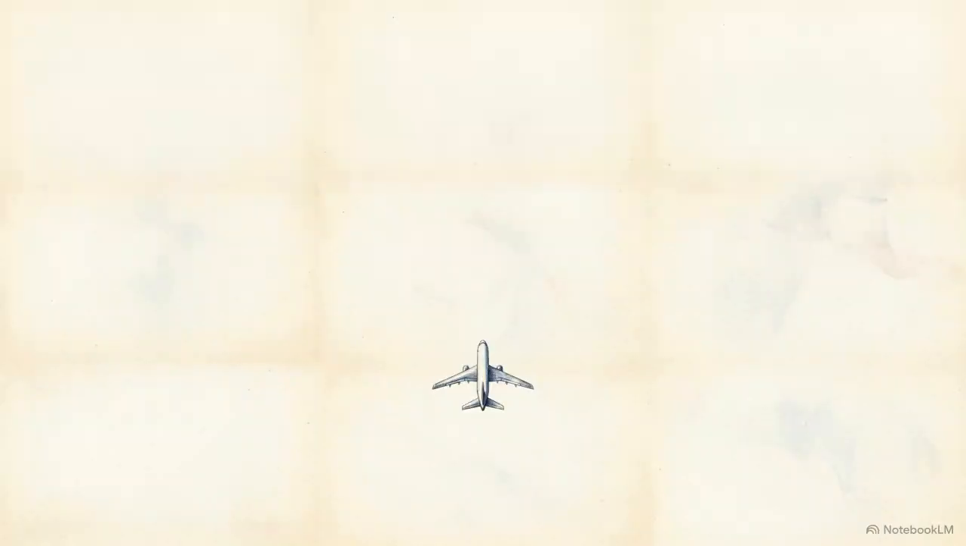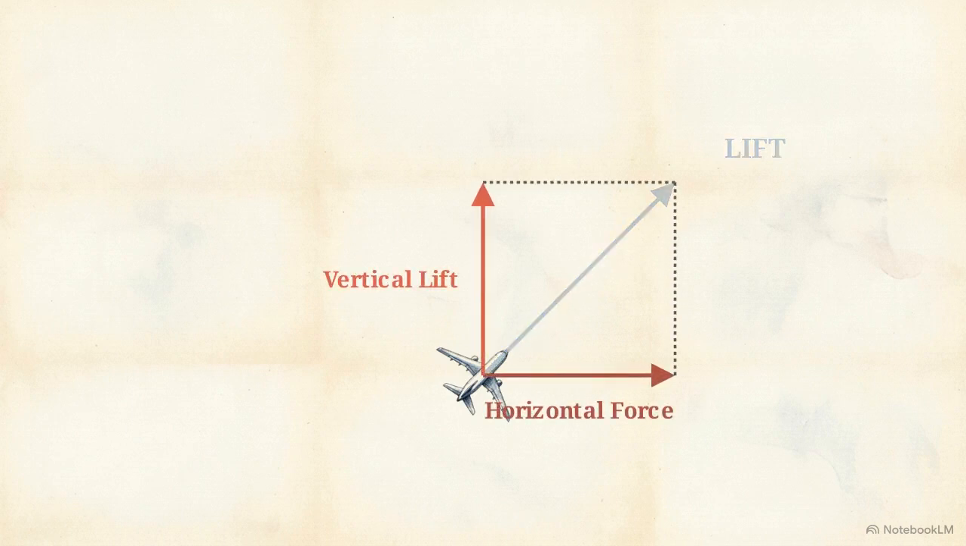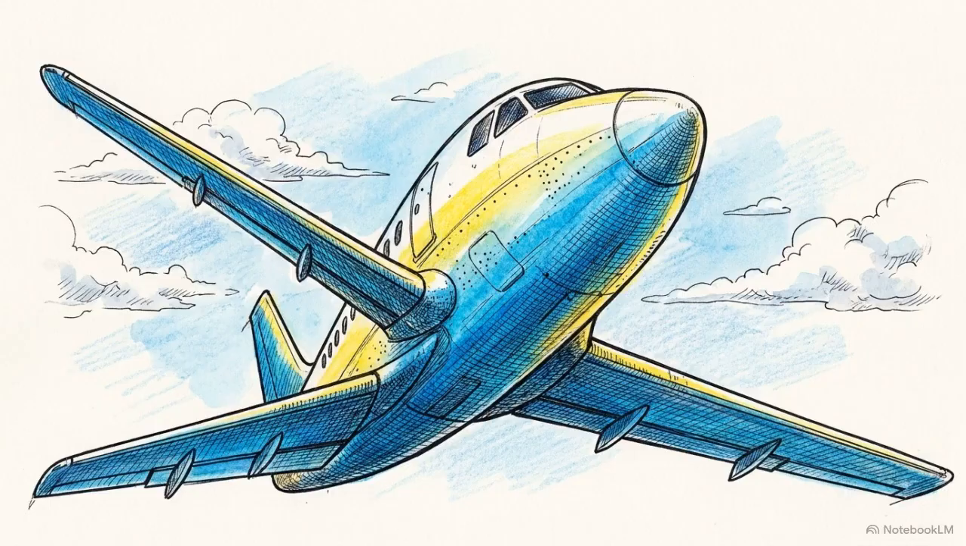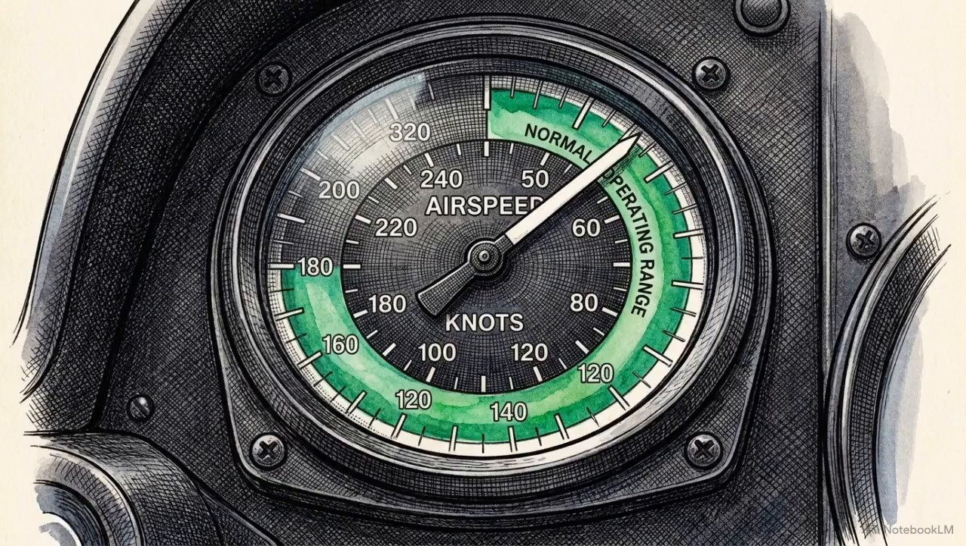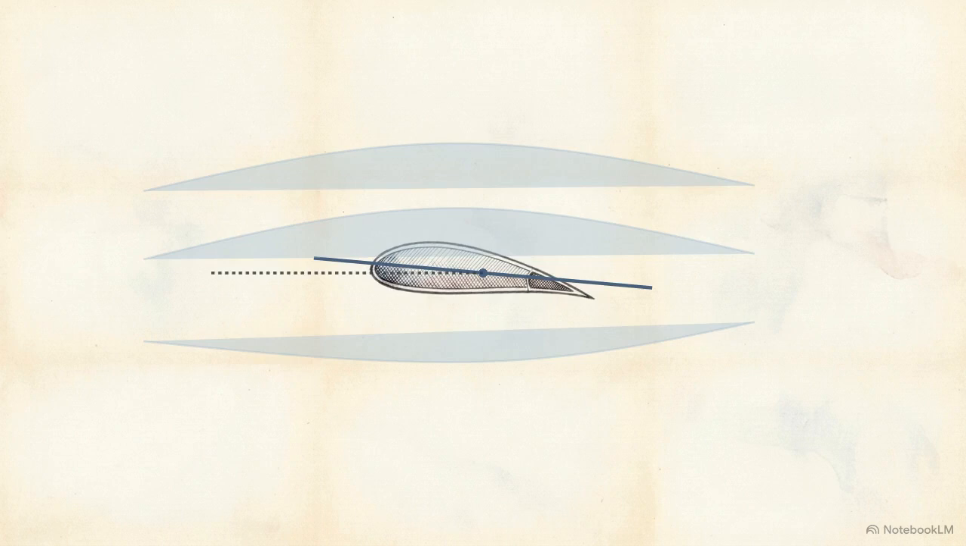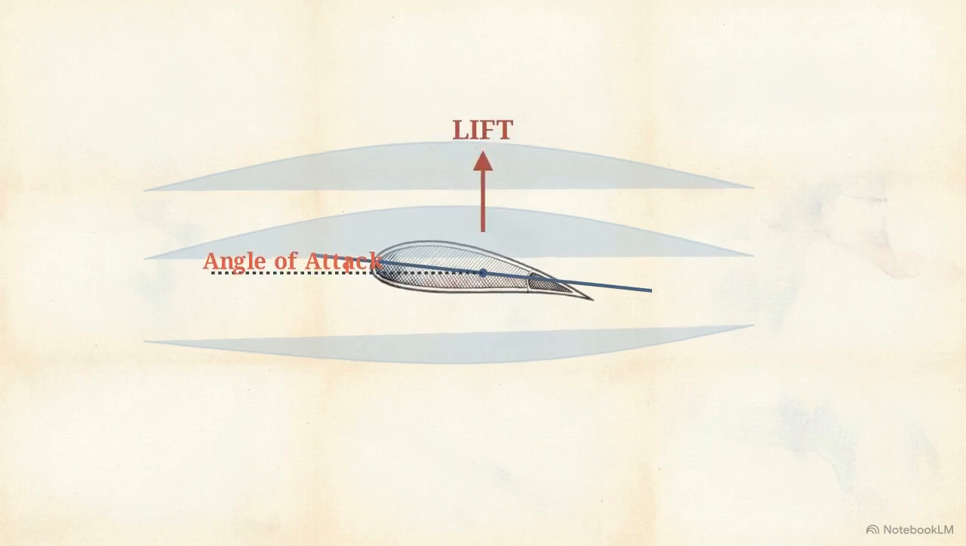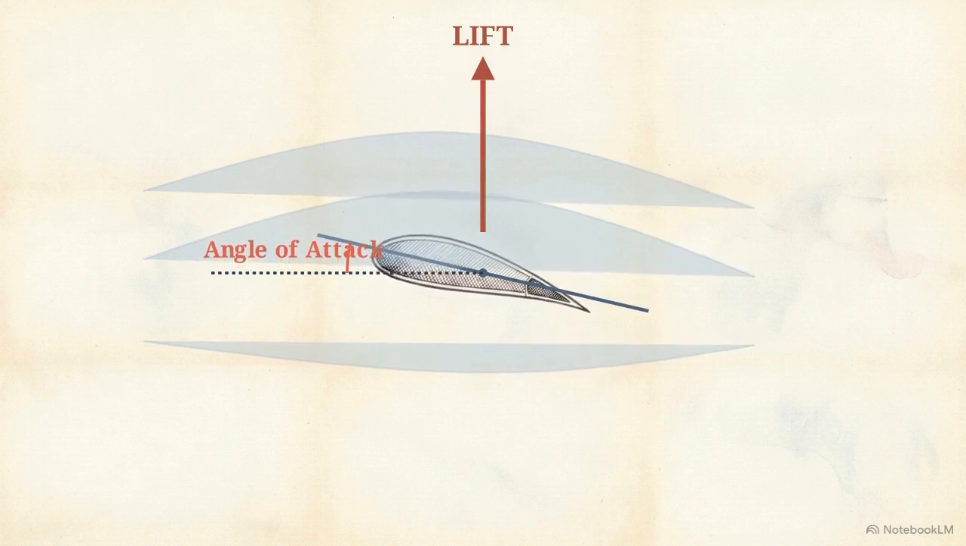In this rear view of a turn, we see how banking tilts the lift vector. Part of the lift now pulls the aircraft horizontally, which reduces the vertical force holding the plane up. Because turning compromises vertical lift, pilots must compensate by increasing the angle of attack or adding speed to avoid losing altitude. Angle of attack is the angle between a wing's chord line and incoming relative airflow. As this angle increases, lift increases, but only to a point.